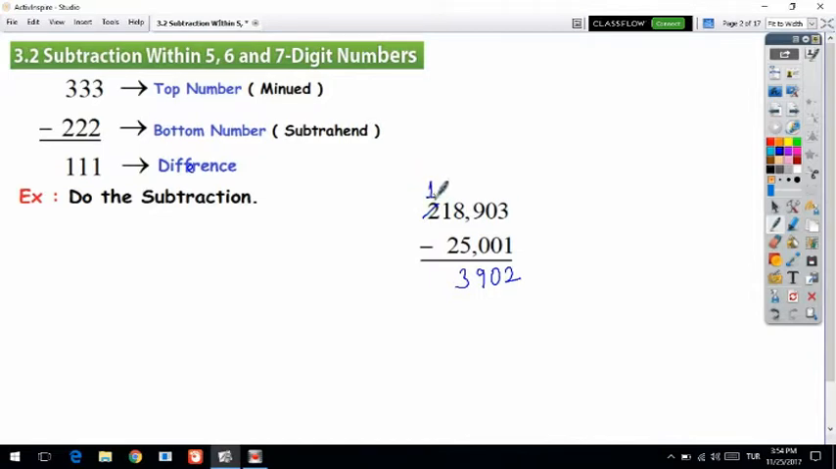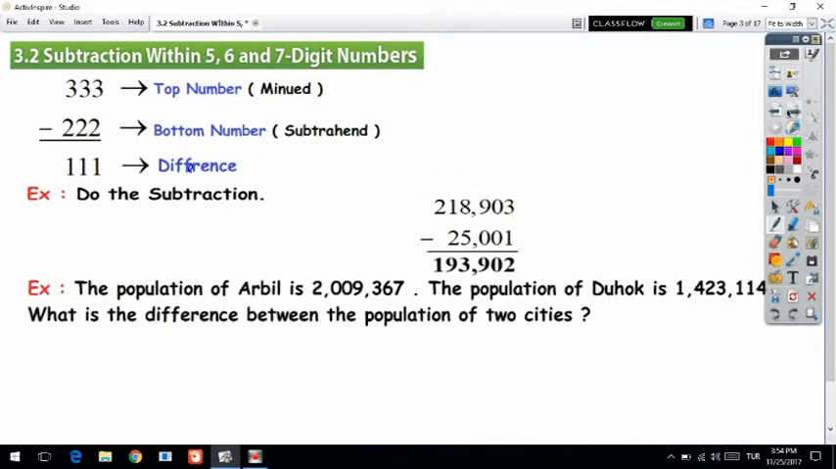2 makes 1. Then 1 could be 11. So 11 minus 2 is equal to 9. Then there is 1, let's bring it down. So your answer is 193,902. Okay, now let's continue to solve the example from the next page.